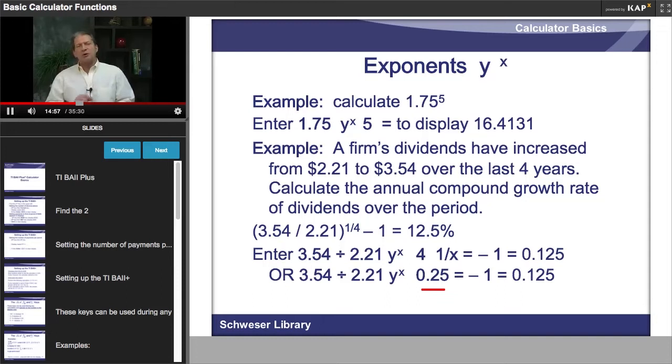Even with 1/3, you can put in 0.333333, but if it's 1/7 or something like that, or to the 1/7 power, it's just as easy to put in 7, hit that 1/x key, and get the decimal equivalent of 1/7.